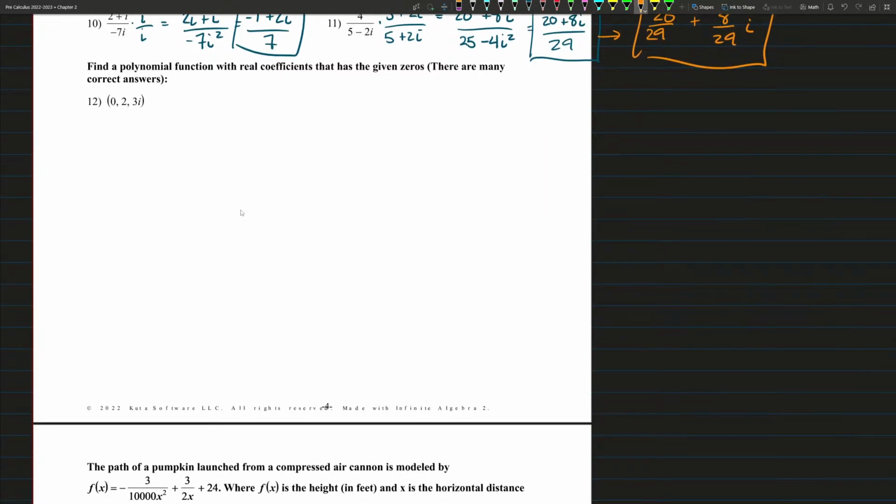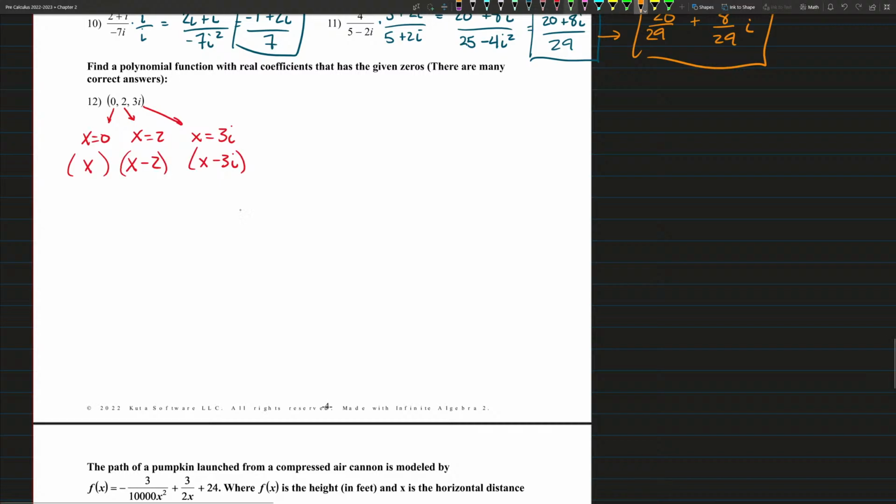Find a polynomial function with real coefficients that has the given zeros. There's a lot of different answers, okay? So we have different zeros. We have different factors, right? So we have x equals 0. We have x equals 2. And we have x is equal to 3i. Okay, so as factors, this says just x. That just stays still. x minus 2 and x minus 3i. Okay, so these are all factors of this polynomial that we're trying to write.